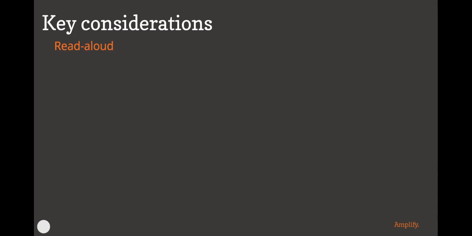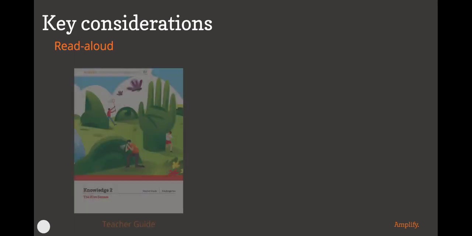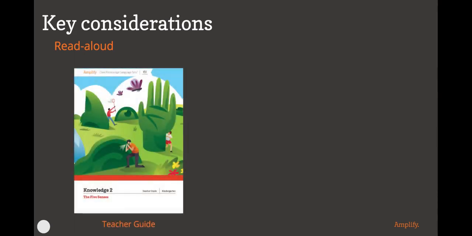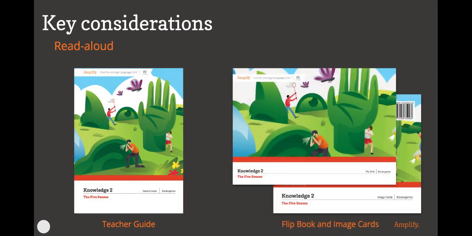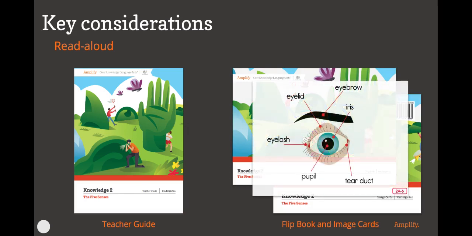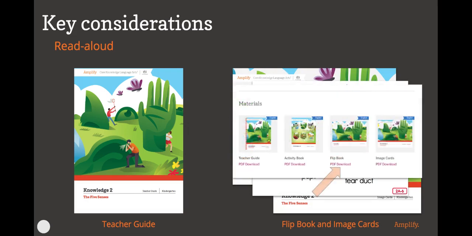In this unit, teachers will engage students in daily read alouds using text found in the teacher guide. You'll scaffold student understanding of the read aloud text using images from a digital flip book and image cards that can be displayed in your classroom, such as this diagram of the parts of the eye. You'll have hard copy of these resources, and they can also be found on the teacher resource site.